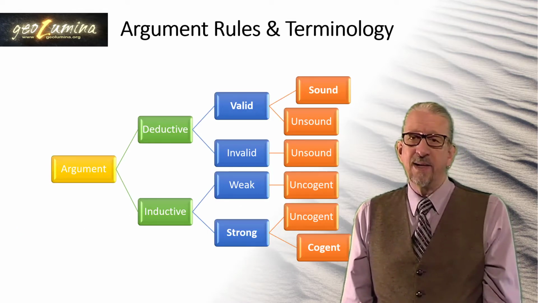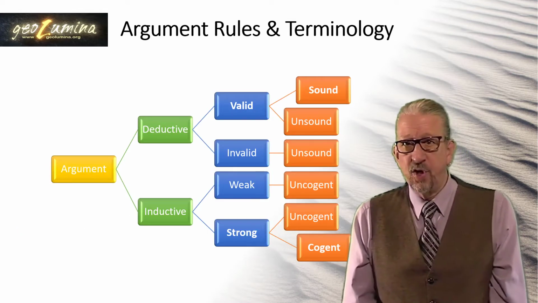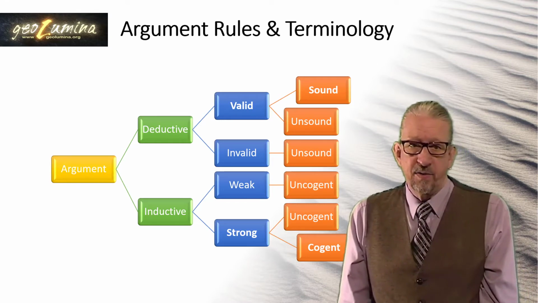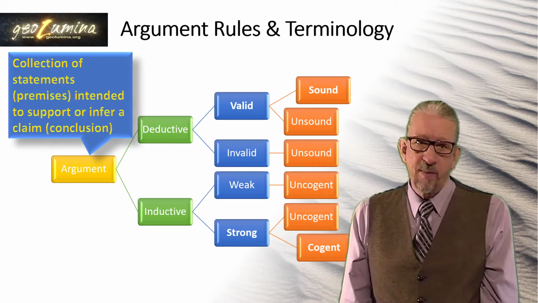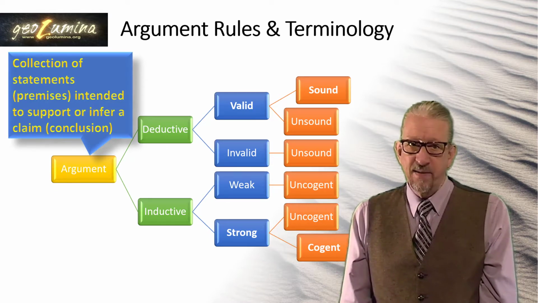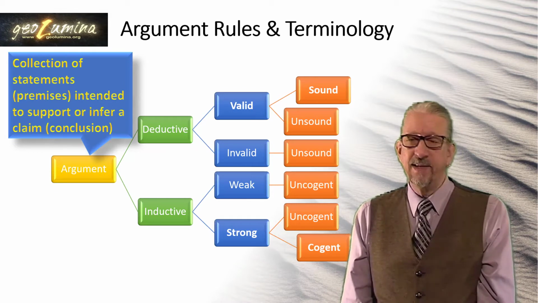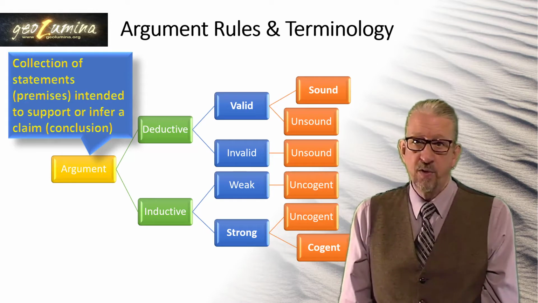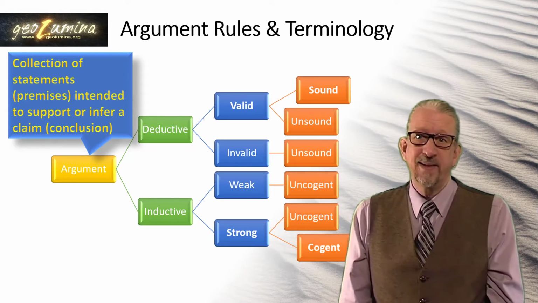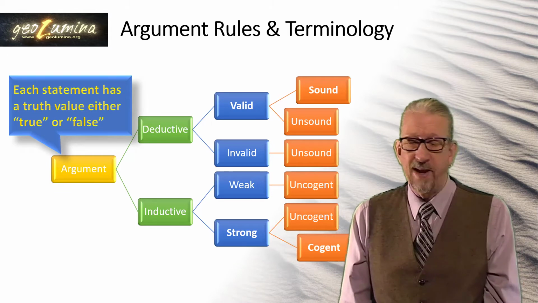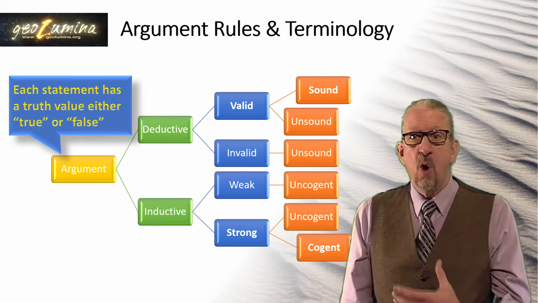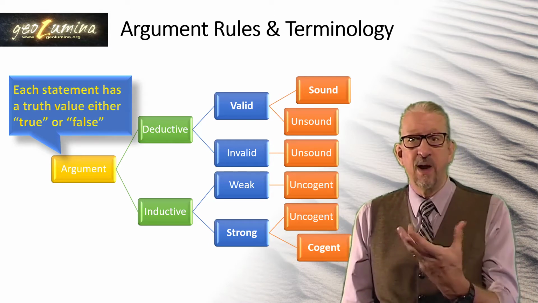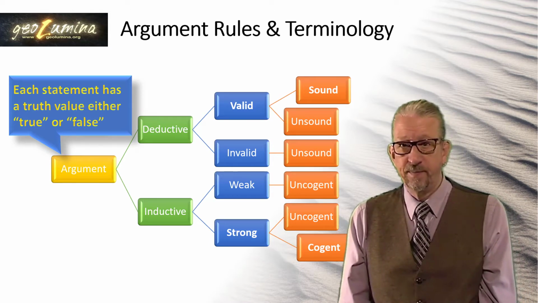So let's look at the rules and the terminology of those two types of reasoning. So just to reiterate, we start with arguments, a collection of statements, premises which are intended to support or infer a claim or conclusion. And these premises, these statements, have a truth value. They are either true or false. That is a sort of binary characteristic of these statements. They are either true or false.